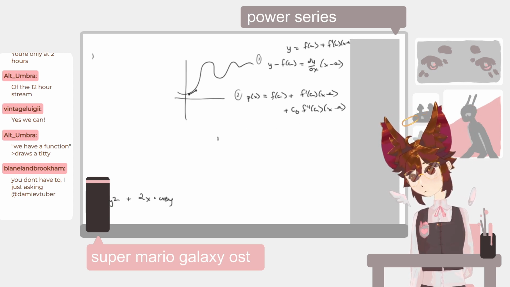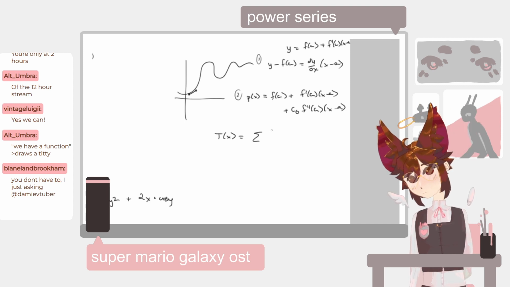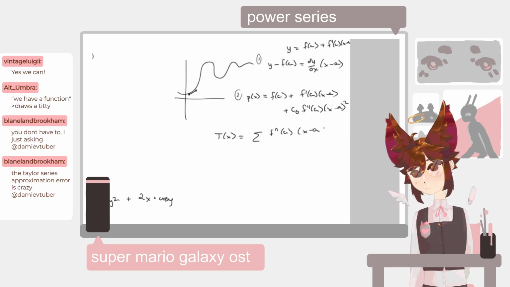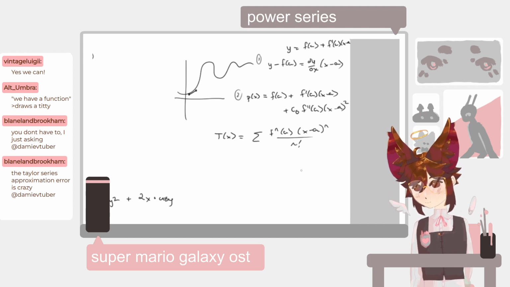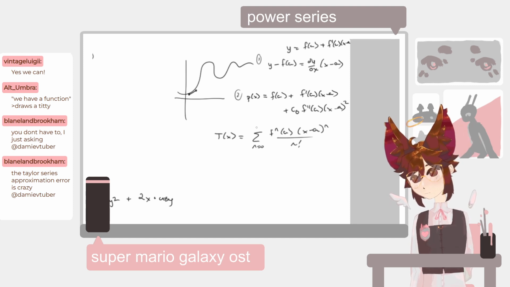So eventually you'll get to a function that we can represent as a sigma, so I don't have to write out all the derivatives, where you have f to the n of a times x minus a, to the n, over n factorial, and then n equals 0 to infinity.